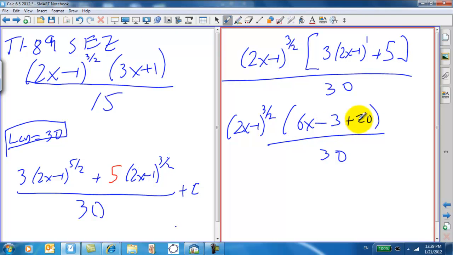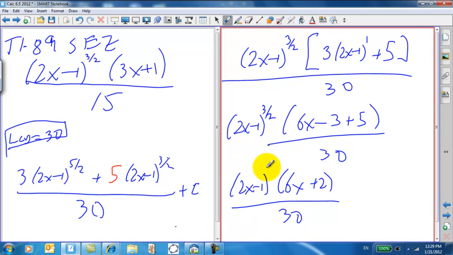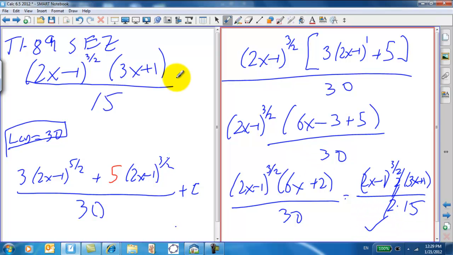So 6x minus 3 plus 5 is 6x plus 2, 2x minus 1 to the 3 halves times 6x plus 2 over 30. We'll look at that. We can factor out a 2 from this to get 3x plus 1, and a 2 from the bottom, and sure enough, now they agree. 2x minus 1 to the 3 halves times 3x plus 1 over 15.